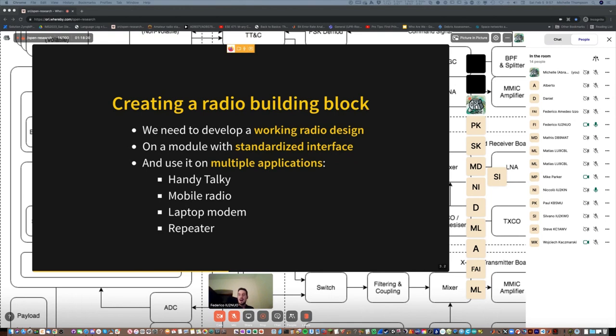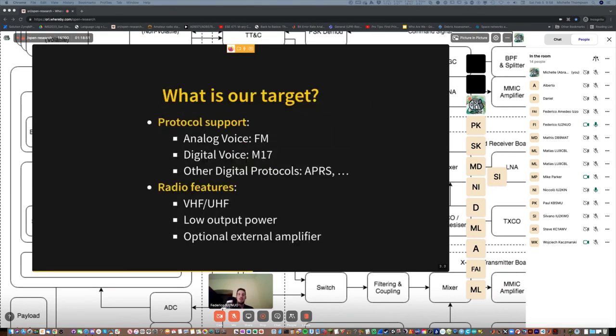Some of these may be an HT, for example, or a mobile radio, or just fitting it into a laptop, to have a radio modem in a laptop. Otherwise, we can also construct a repeater or any other application that might require a transmitter and a receiver radio device. So what do we want to do with this minimal radio module?